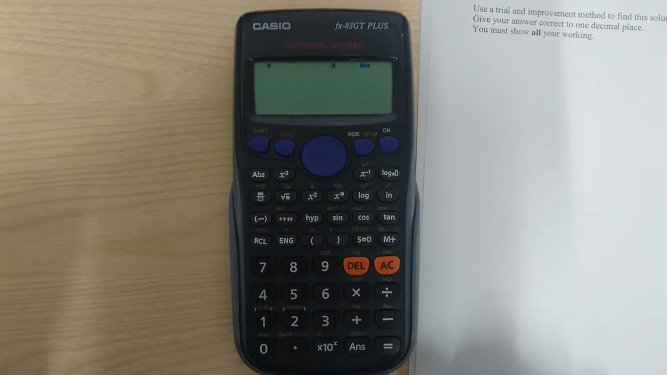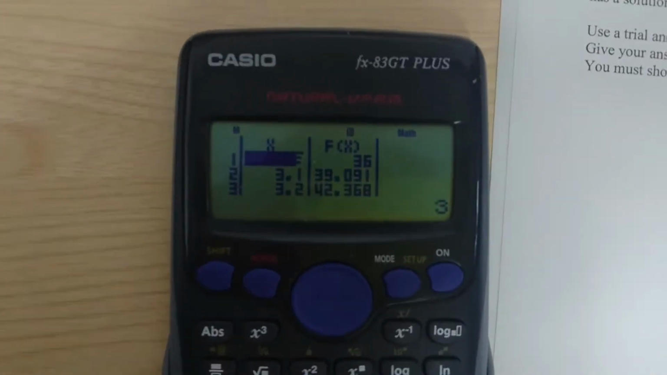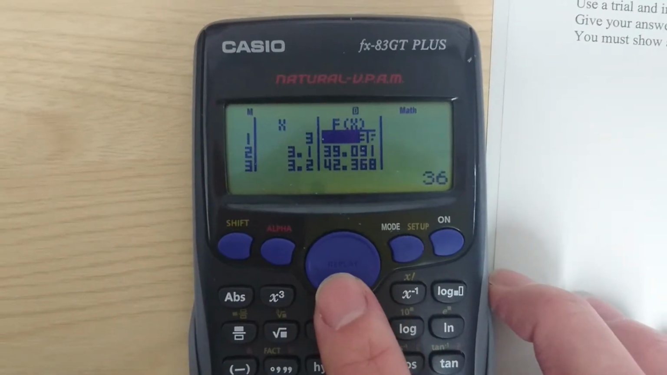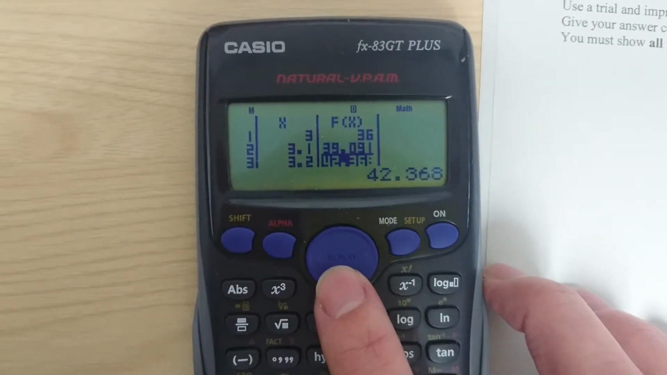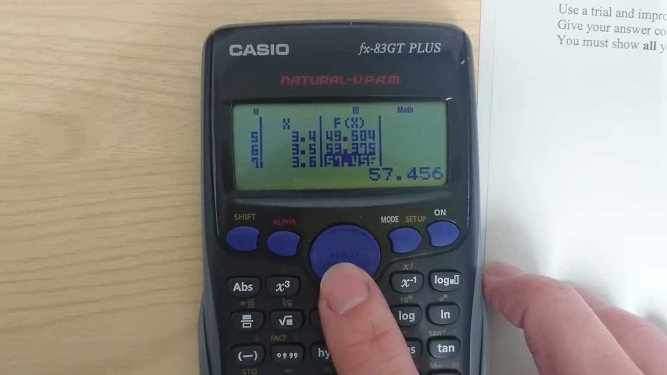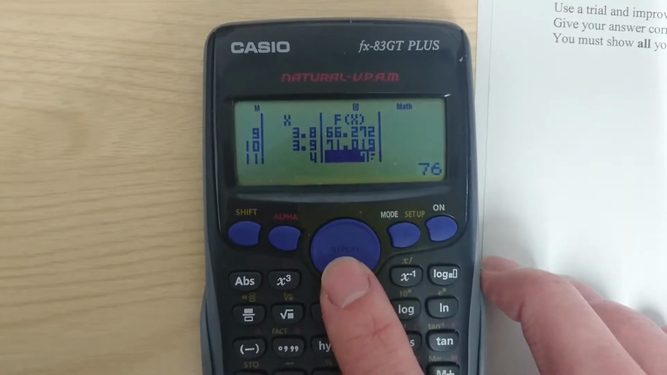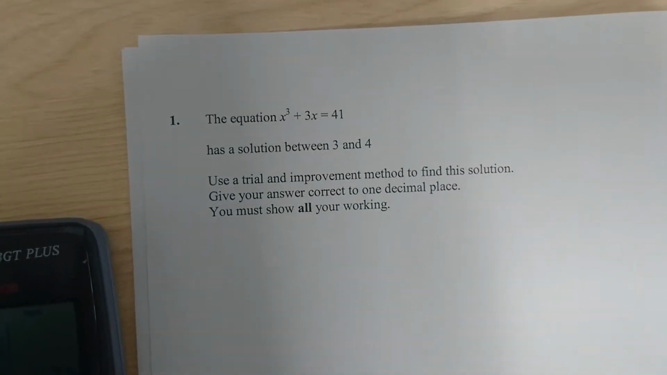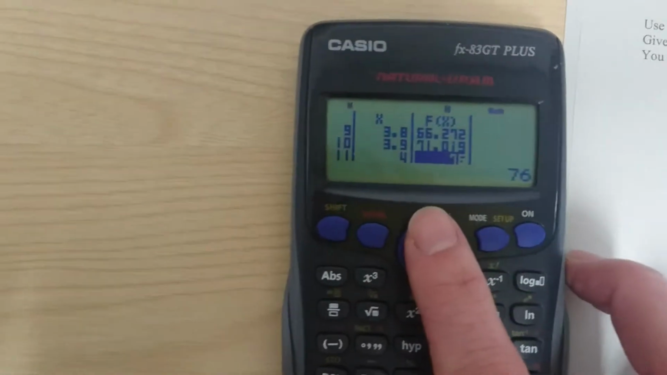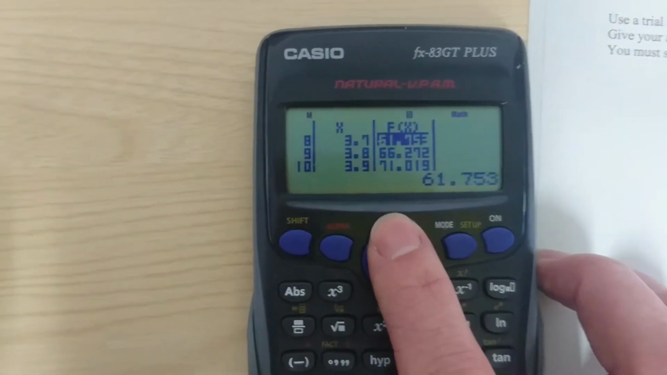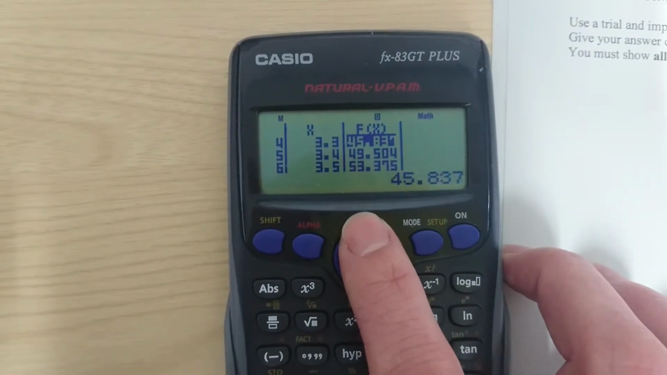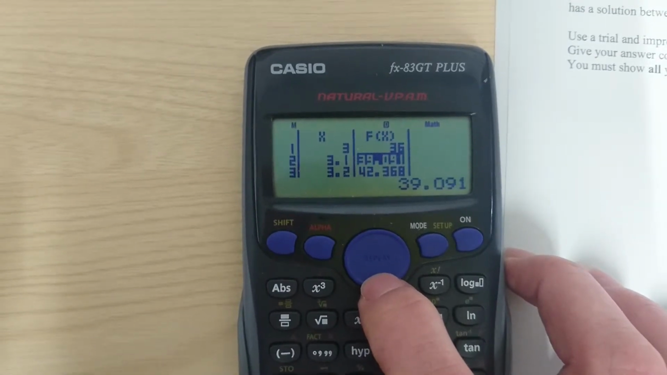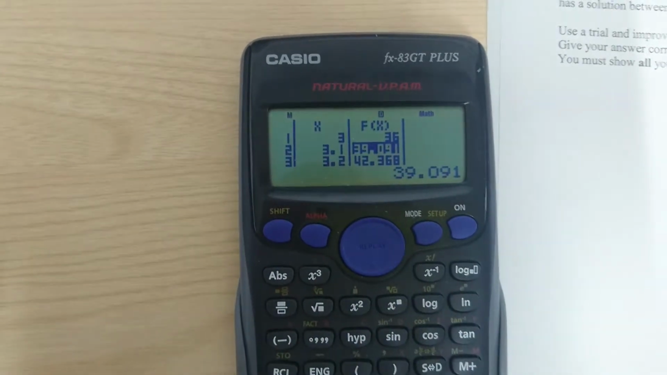Now when I press equals, what I have on my calculator is a table of values. So it's done 3 and worked out the answer, it's done 3.1 and all the way through, and it's checked all of these answers all the way up to 4. Now we're looking for the answer 41. So let's have a look on my calculator. Whereabouts is 41? Okay, well the answer 41 is going to be somewhere between 3.1 and 3.2.